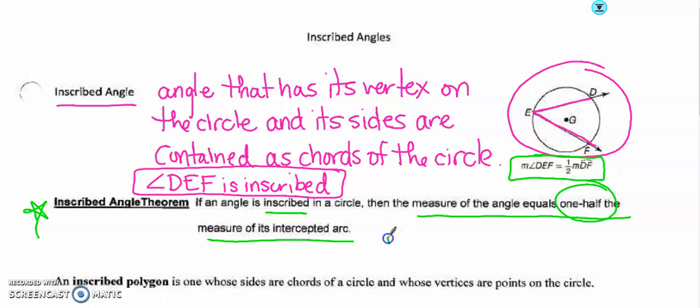So if I tell you the measure of arc DF is 60, the inscribed angle, the measure of angle DEF, according to this theorem, is half of that. So the inscribed angle is 30. Let that sink in for a second. If you have an inscribed angle, the measure is half of it. Half of the arc is the measure of the inscribed angle.